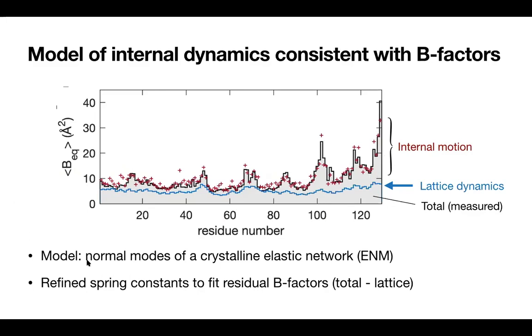Okay, so how do we model that? What we did is we made a normal modes model using a crystalline elastic network, so it's just an all-atom model with springs that vibrates. And then we again refine the spring constants, but this time we fit this B factor difference, the difference between lattice and internal motion, using the model. And that's what these crosses show, the B factors after fitting. And they actually are able to reproduce a lot of the variation in the PDB file.